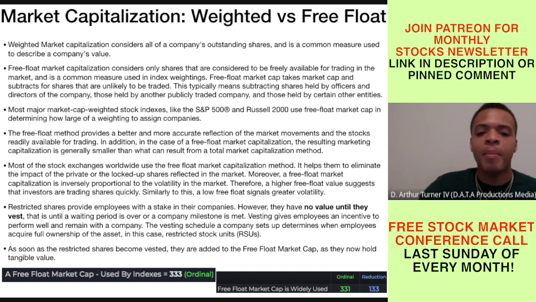Restricted shares provide employees with a stake in their companies. However, they have no value until they vest. That is until a waiting period is over or a company milestone is met.